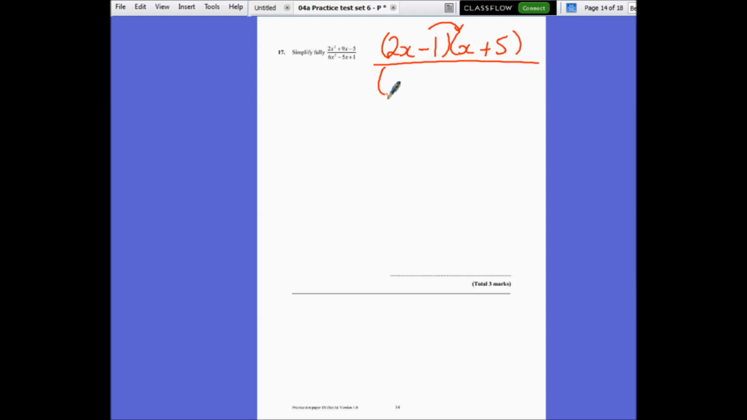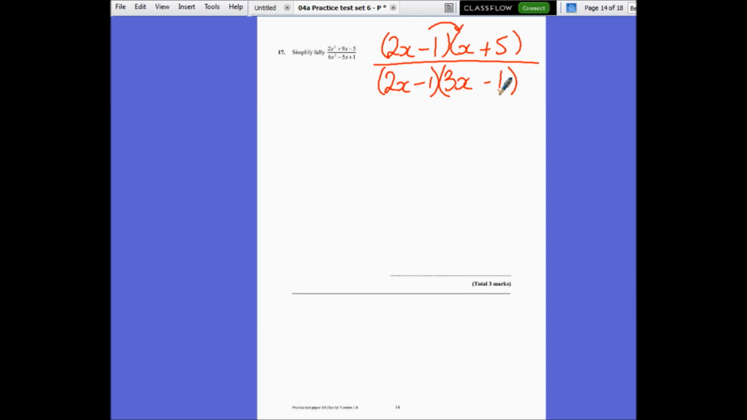The bottom, if anything's going to cancel out, it's going to cancel out with the 2x minus 1. So I'm going to put a 2x minus 1 in here, just to give it a go, and figure out what we'd have to put in here. So to get the 6x squared, we'd have to put a 3x in here, and to get the plus 1 on the end, we'd have to put a minus 1 there. So just double check that, because I've used a bit of a guess there.